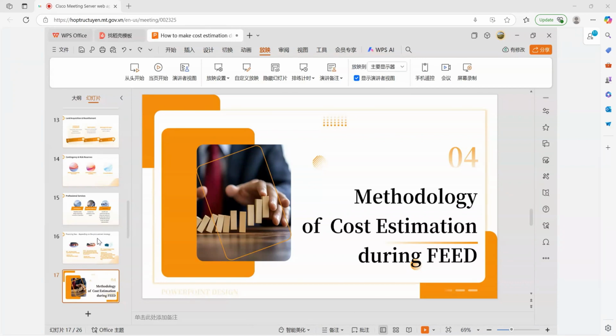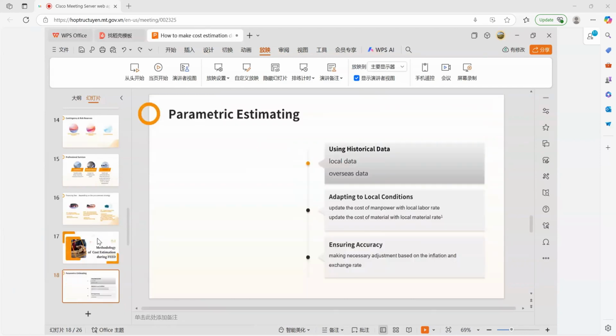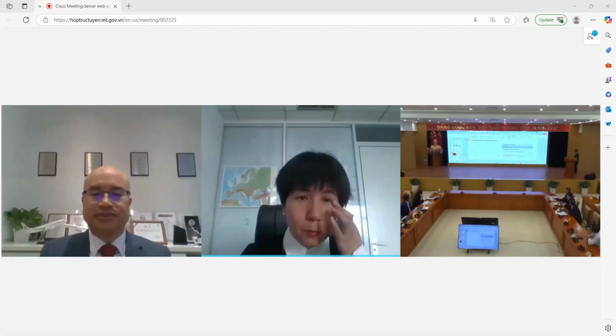For step two, we build a parametric model in the form of a formula, as we can see, what has been highlighted in gray color. And then step three, we shall do some cross-validation with global benchmarks. And we can also do an analogous estimate, using similar projects as benchmark, like the Jakarta to Bandung high-speed railway.